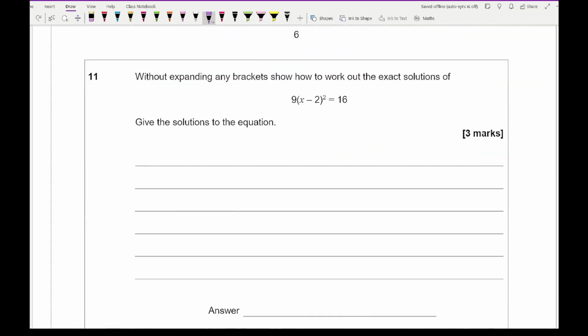Moving on to question 11, it says, without expanding any brackets, show how to work out the exact solutions of 9x minus 2 all squared equals 16. Give your solutions to the equation. So for this, what we need to do is not expand the brackets, but we need to get rid of the 9. So we've got x minus 2 squared equals 16 over 9. We then get rid of the square, so x minus 2 equals plus minus the square root of 16 over 9.